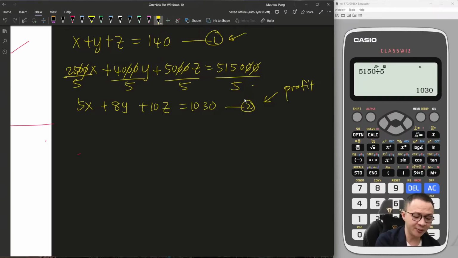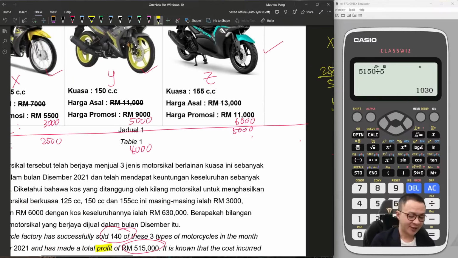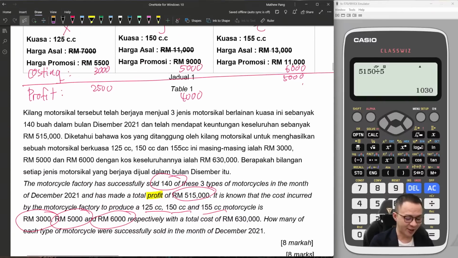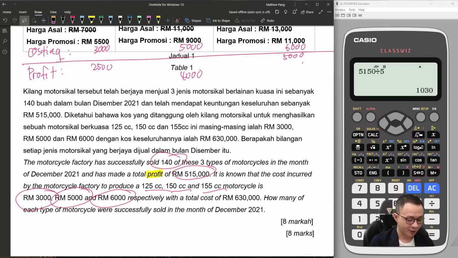How do I get the first equation? By the total units sold: 140 units sold. Lastly, we need one more equation because we have x, y, z, so we need 3 equations. They say the cost incurred for these 3 types of motor is 630,000. So this one is the costing itself. That means how many of each type of motorcycle was sold in the month of December 2021.